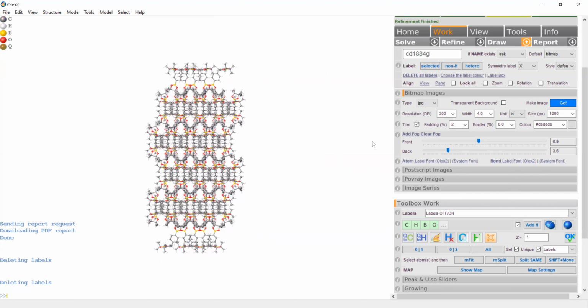So that's all with this structure. So hopefully you're able to see how to model disorder found in atomic positions. So this is positional disorder in this structure.